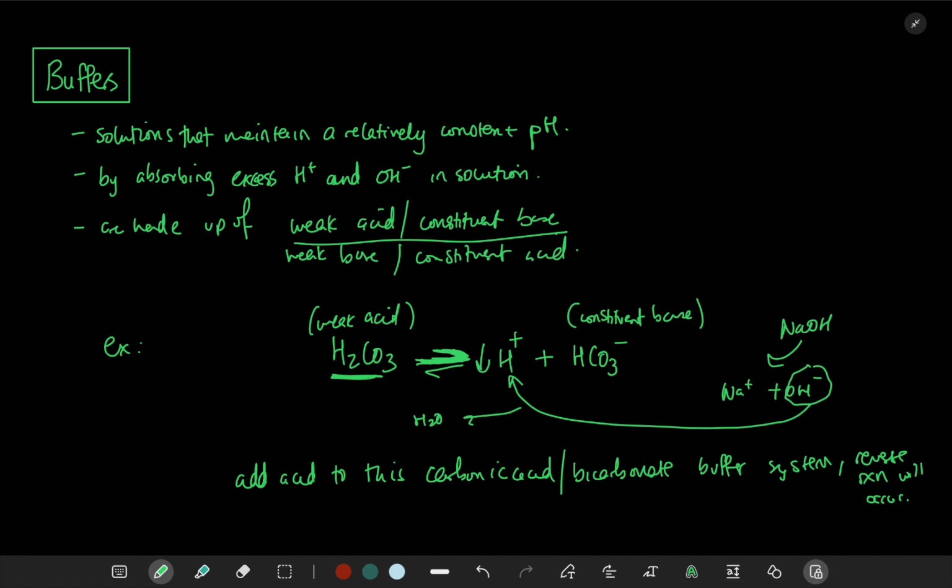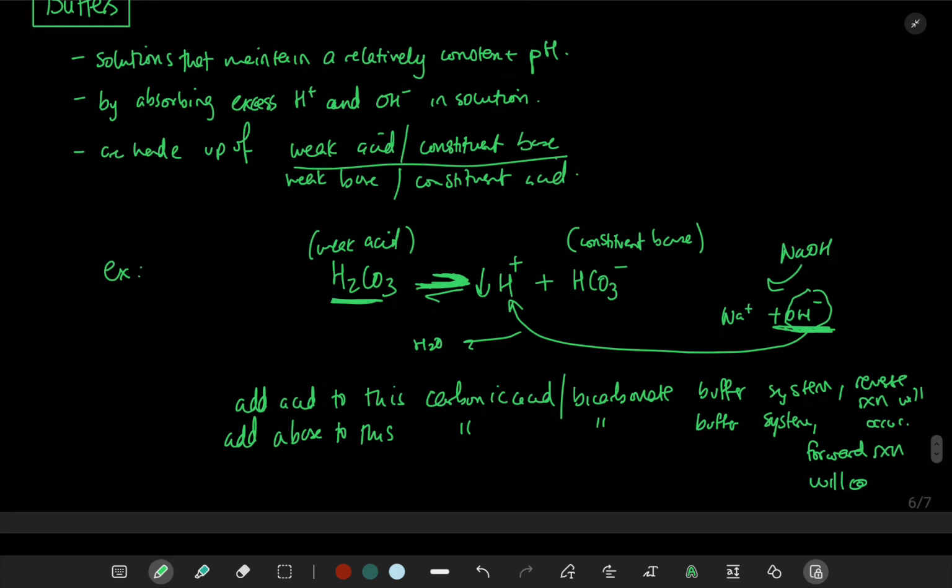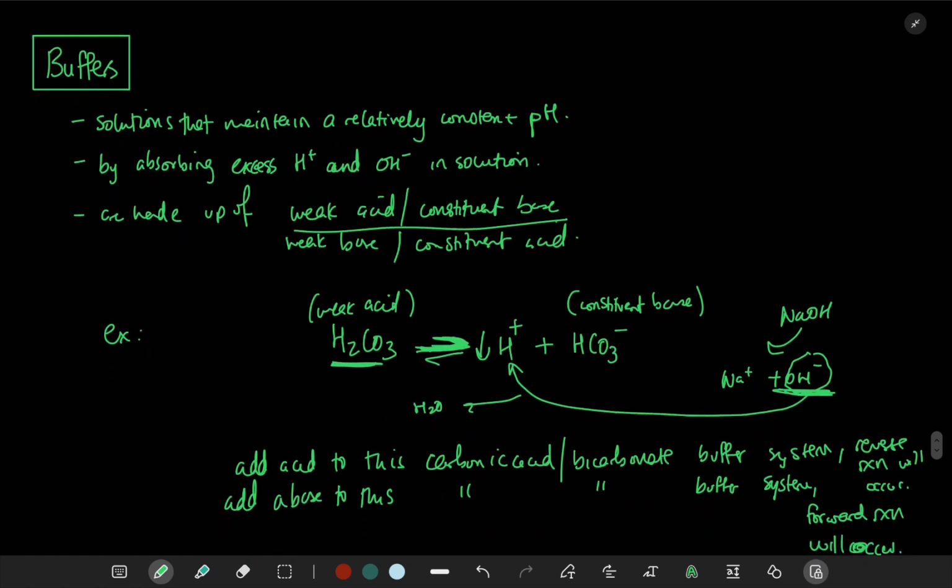Okay, so again, overview: if we have more base added to the solution, you're going to have a greater concentration of hydroxide ions. And what will happen is more of this carbonic acid will dissociate to counteract the combining of hydroxide ion with these free-floating hydrogen ions, thereby replenishing some of the free hydrogen ion concentration that's lost to OH minus accepting it, thereby ultimately reducing the change in pH. All right, so when you add a base to this carbonic acid bicarbonate buffer system, the forward reaction will occur. And so that's how this buffer system works in our blood.